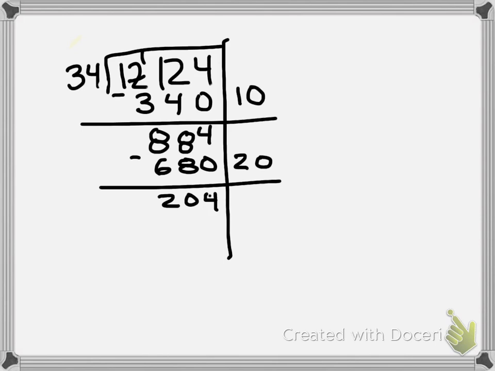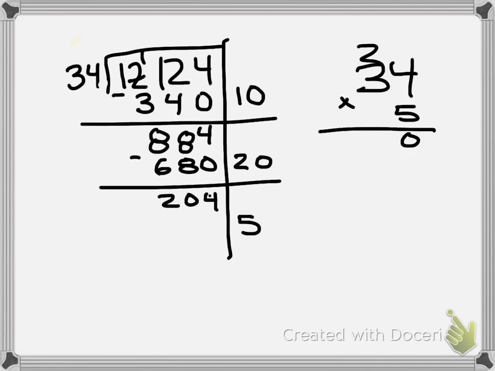All right, so I can't guess 10 because that would be too large. Obviously, I can't guess 20. That'd be way too large. So I'm going to try guessing 5. I don't know 5 times 34 in my head, so I'm going to try it over here. Do a little of what we call side work. That'd be 20. That'd be 15. That'd be 17. 170. Ooh, we're getting closer.